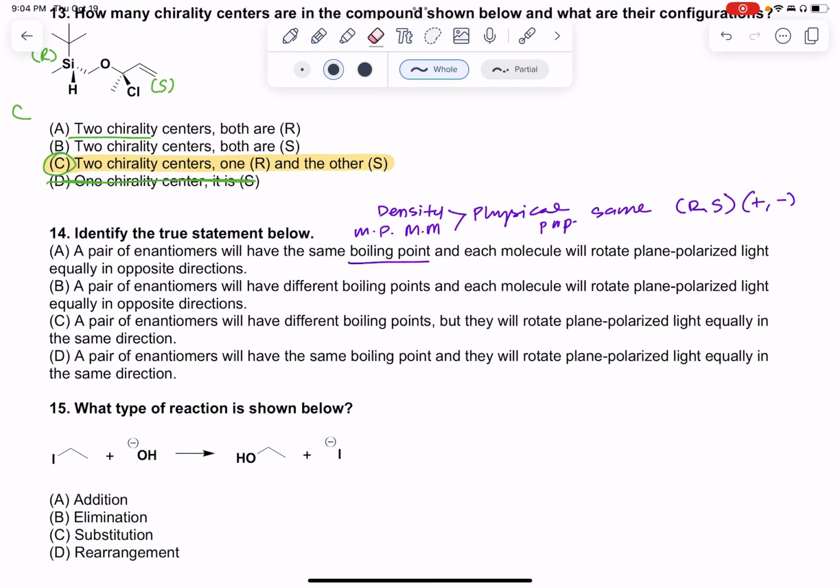That's how light is rotated. They literally rotate in the exact opposite direction. That's why when you have a racemic mixture, it's 50-50, it gives you no rotation because they're canceling each other out. They're going in the exact opposite direction and canceling each other out. So that's what that is. So this one's the right answer.